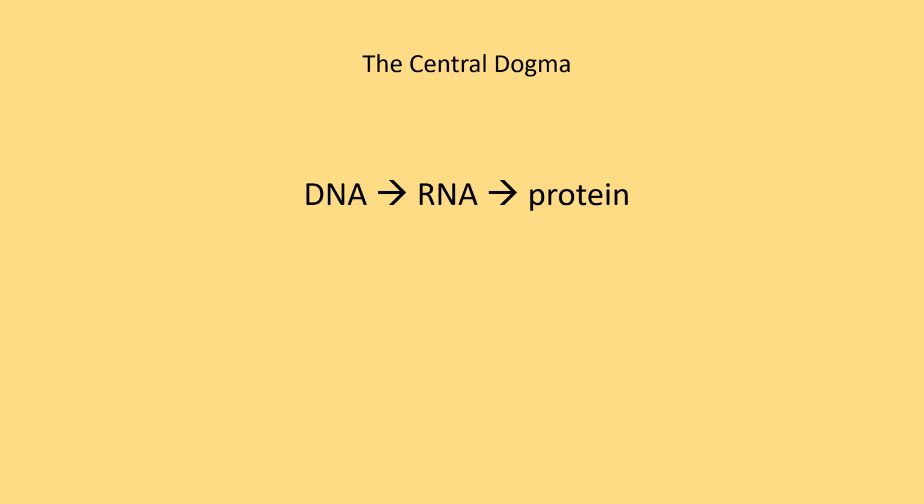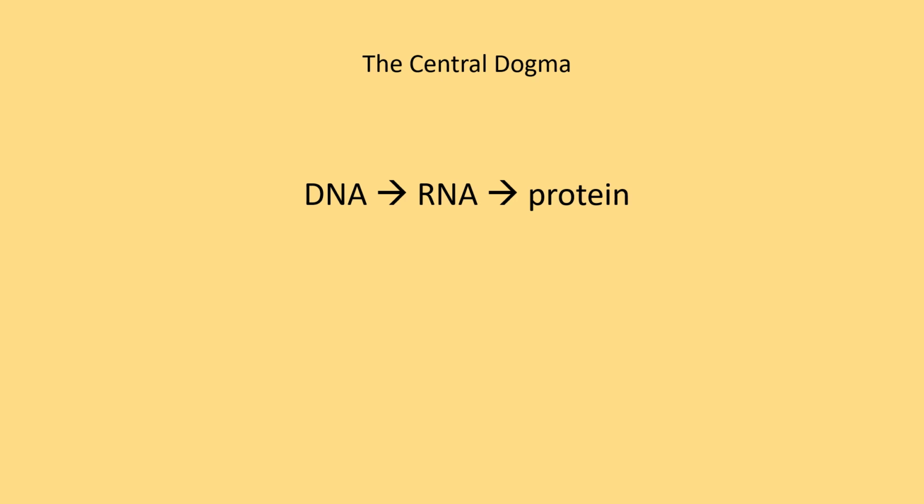RNA, particularly messenger RNA, provides instructions for stringing together amino acids in a particular sequence. So I hope you remember that living things use 20 different amino acids, and messenger RNA provides the instructions for the order in which to string amino acids together in order to build a specific type of protein. So this is the central dogma.